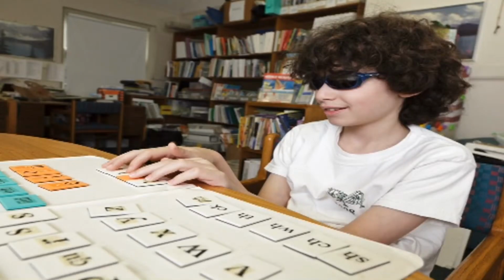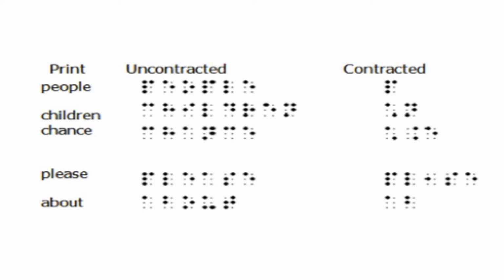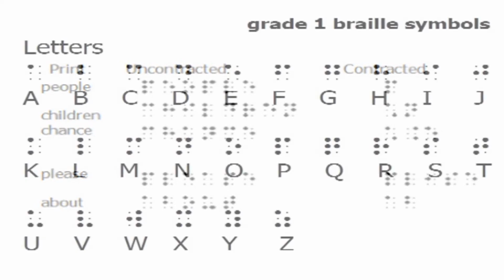Students will need special instruction to learn to read and write Braille code. Usually, students are introduced first to the alphabet and uncontracted Braille. Uncontracted Braille translates each print character into a Braille character or Braille cell. Once they are proficient in recognizing and producing letters, they move on to contracted Braille. Contracted Braille consists of shorthand in Braille.